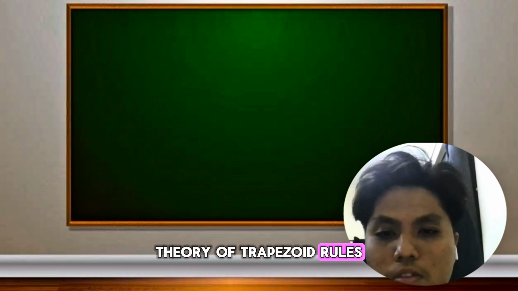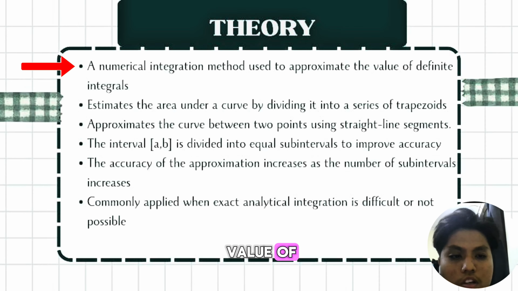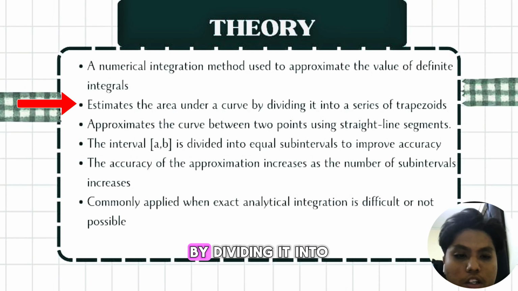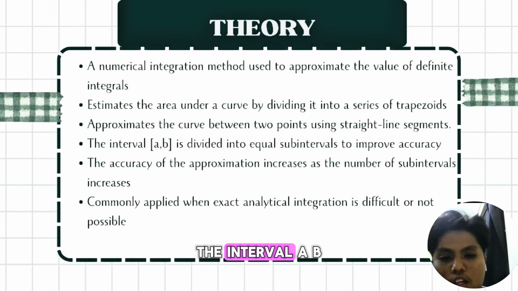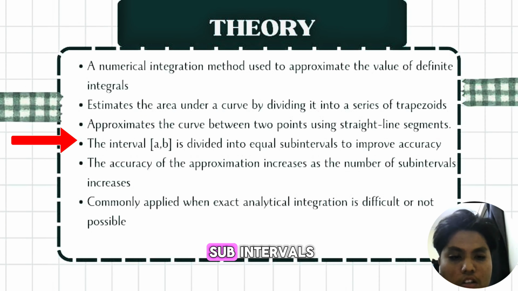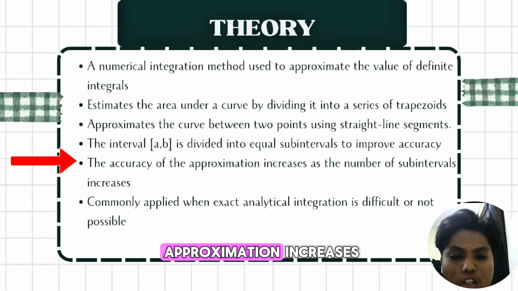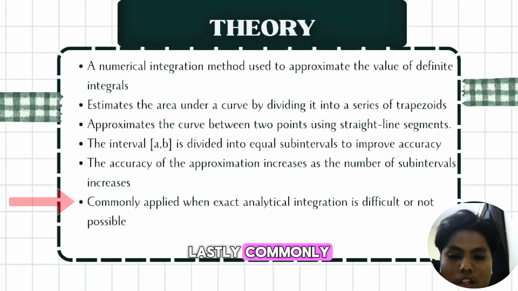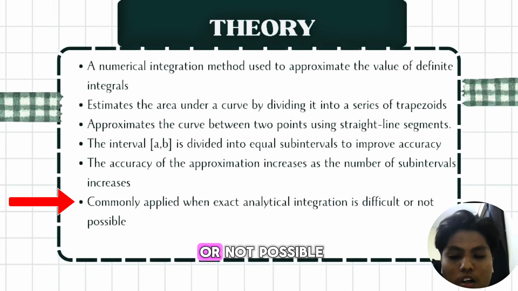Theory of the trapezium rule. First, it is a numerical integration method used to approximate the value of definite integrals. It estimates the area under a curve by dividing it into a series of trapezoids. It approximates the curve between 2 points using straight line segments. The interval AB is divided into equal sub-intervals to improve accuracy. The accuracy of the approximation increases as the number of sub-intervals increases. Lastly, it is commonly applied when exact analytical integration is difficult or not possible.